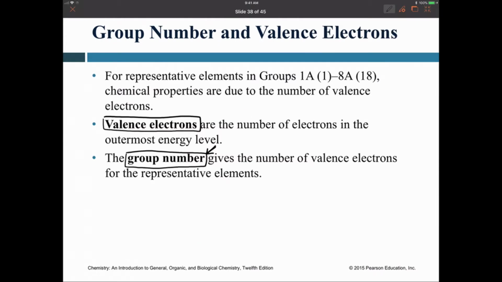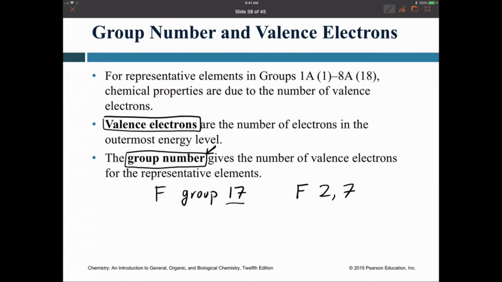Let me talk about a few things here. If we have an element like fluorine, look on your periodic table so you can prove this to yourself, fluorine's in group 17. But wait a second, we just said that the group number gives the number of valence electrons. Fluorine certainly doesn't have 17 valence electrons. In fact, fluorine's configuration is 2, 7. The group number still tells me the number of valence electrons. You just have to be careful with how you read it.